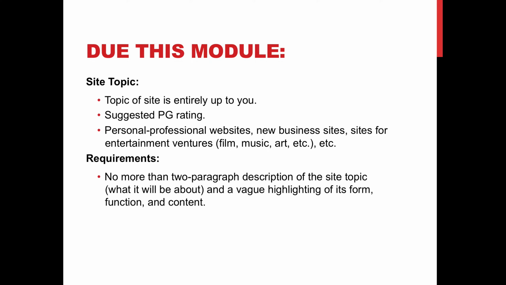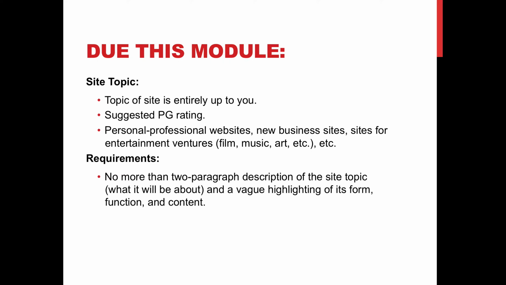The requirements for this are relatively easy. I want you to just write 2 paragraphs, or really no more than 2 paragraphs. It can be 1 paragraph if you want, just describing the site, what it is going to be about, and vaguely highlighting some of the things that you might put into it. You don't know what all is possible yet, and so I'm not asking that this is like a contract, so whatever you say in this you have to do. It's not like that, but I do expect that you're going to put some thought into what you want it to have. So that is due by the end of this module. You will turn it in on Blackboard.